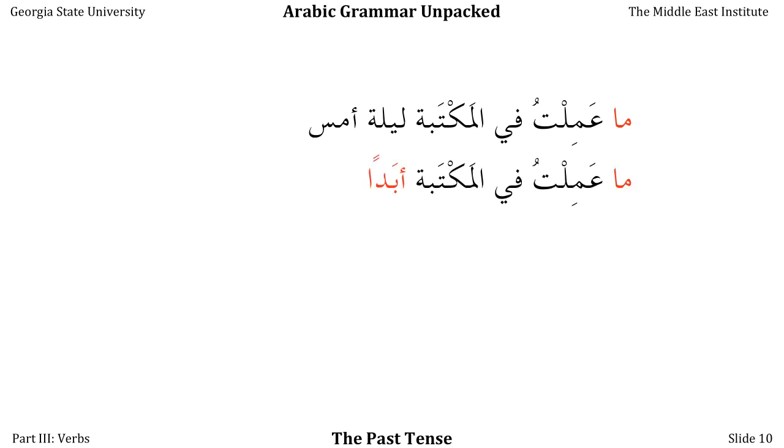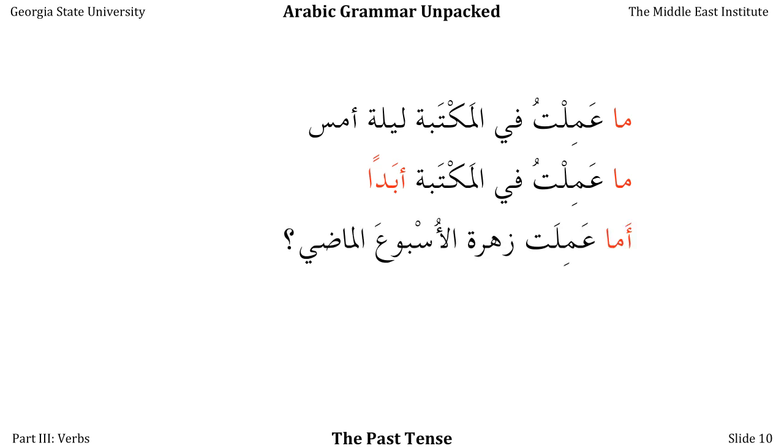If we use a different negation particle, Arabic, like French or Spanish, uses double negation. So if we want to get across the idea that I have never worked in the library, we have to both use ma to negate the verb and then the negation particle at the end of the verb. So ma amiltu fil mektaba abadan means I have never worked in the library. And there are plenty of particles like abadan that we can use to negate sentences in various creative ways.